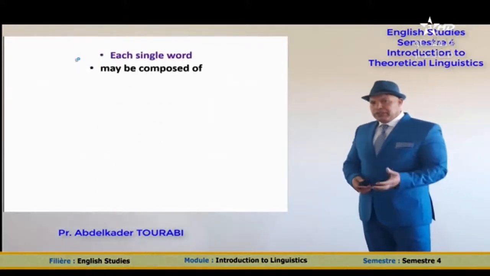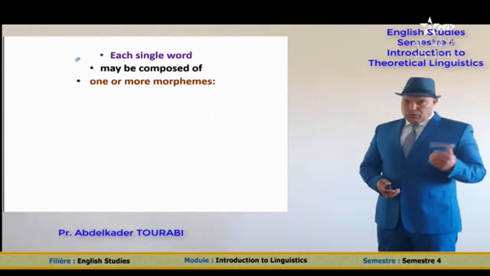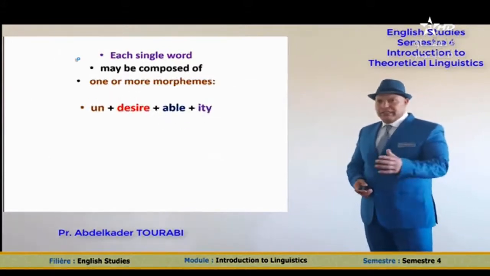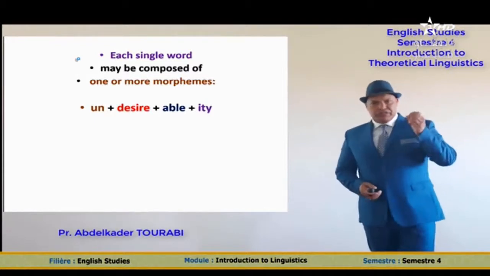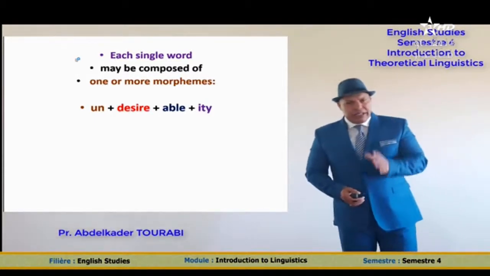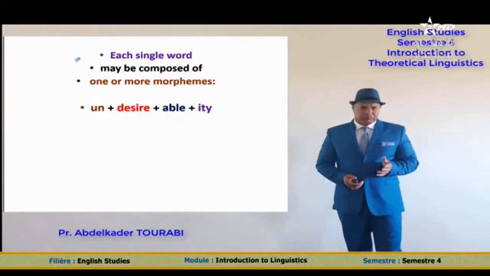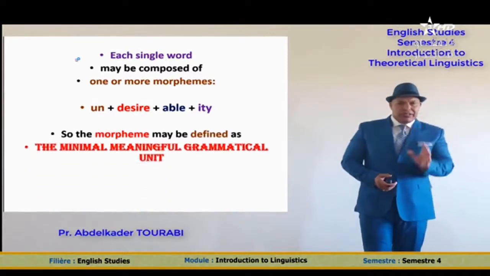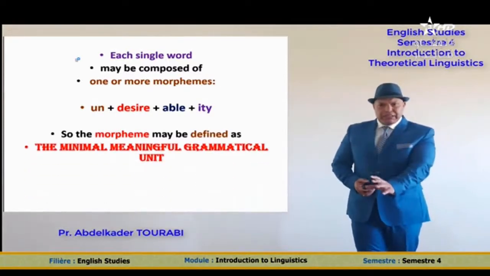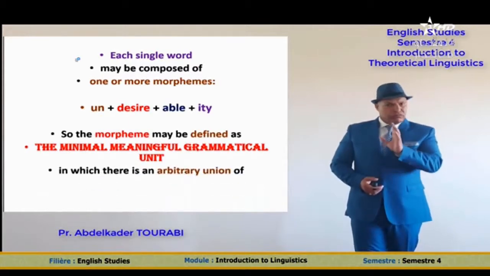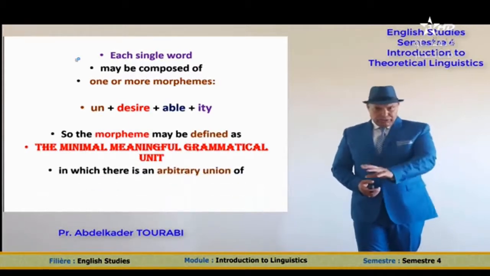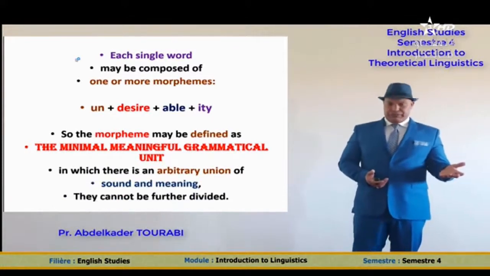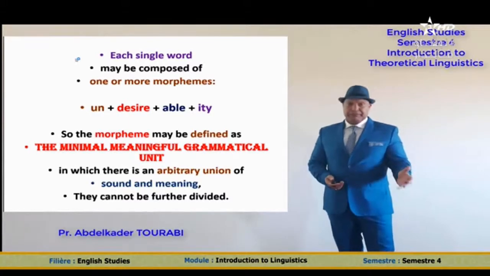So each single word may be composed of one or more morphemes. We have an example here. If we take the example of undesirability, this word consists of un, desire, able, and ity. So the morpheme may be defined as the meaningful grammatical unit which has an arbitrary union of sound and meaning, form and meaning, and which cannot be further divided or analyzed.